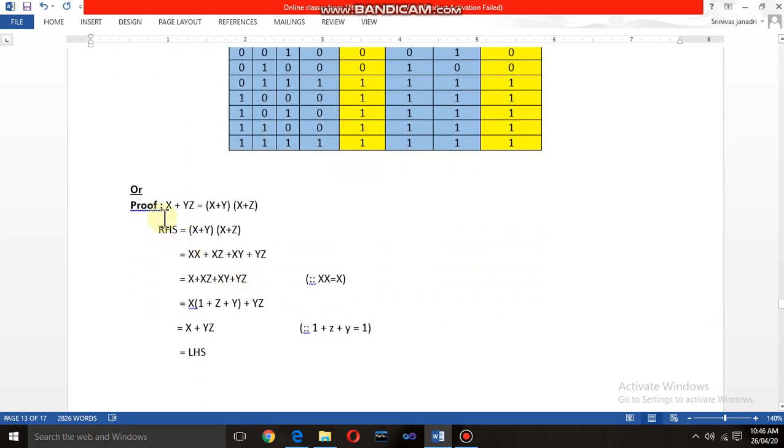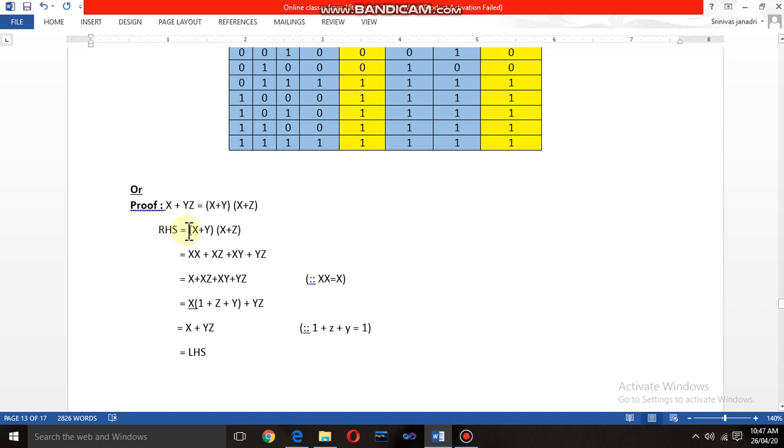Algebraic method proof, where x plus yz is equal to (x or y) and (x or z). This is the one, and I am considering the RHS value first to prove it using the algebraic method. This is a different one and you have to observe it. It is the easiest, and also important. This is important for examinations.